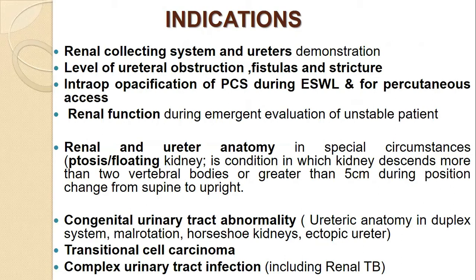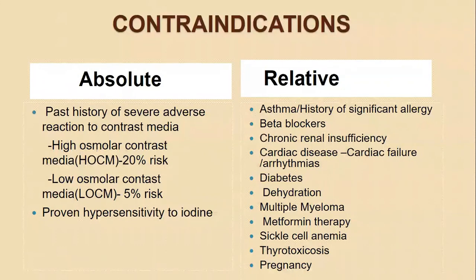Renal and ureteric anatomy and special circumstances, that is ptosis or floating kidney, a condition in which the kidney descends more than 2 vertebral bodies or greater than 5 centimeters during position change from supine to erect. And some congenital tract abnormalities like duplex, malrotation, horseshoe, and ectopic ureters. IVU can also tell about transitional cell carcinomas, a space occupying lesion in the pelvis, and complex urinary tract infections like TB. So there are contraindications of IVU.